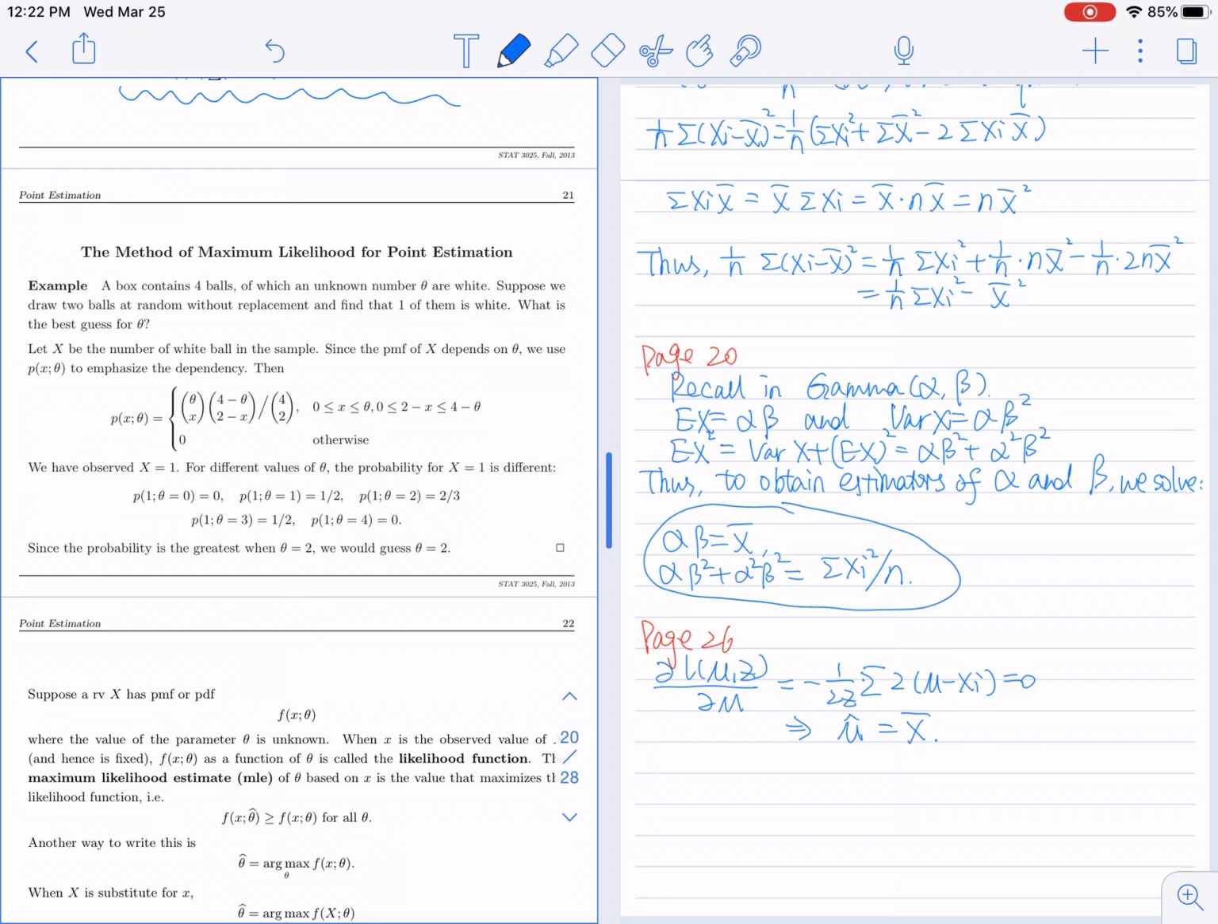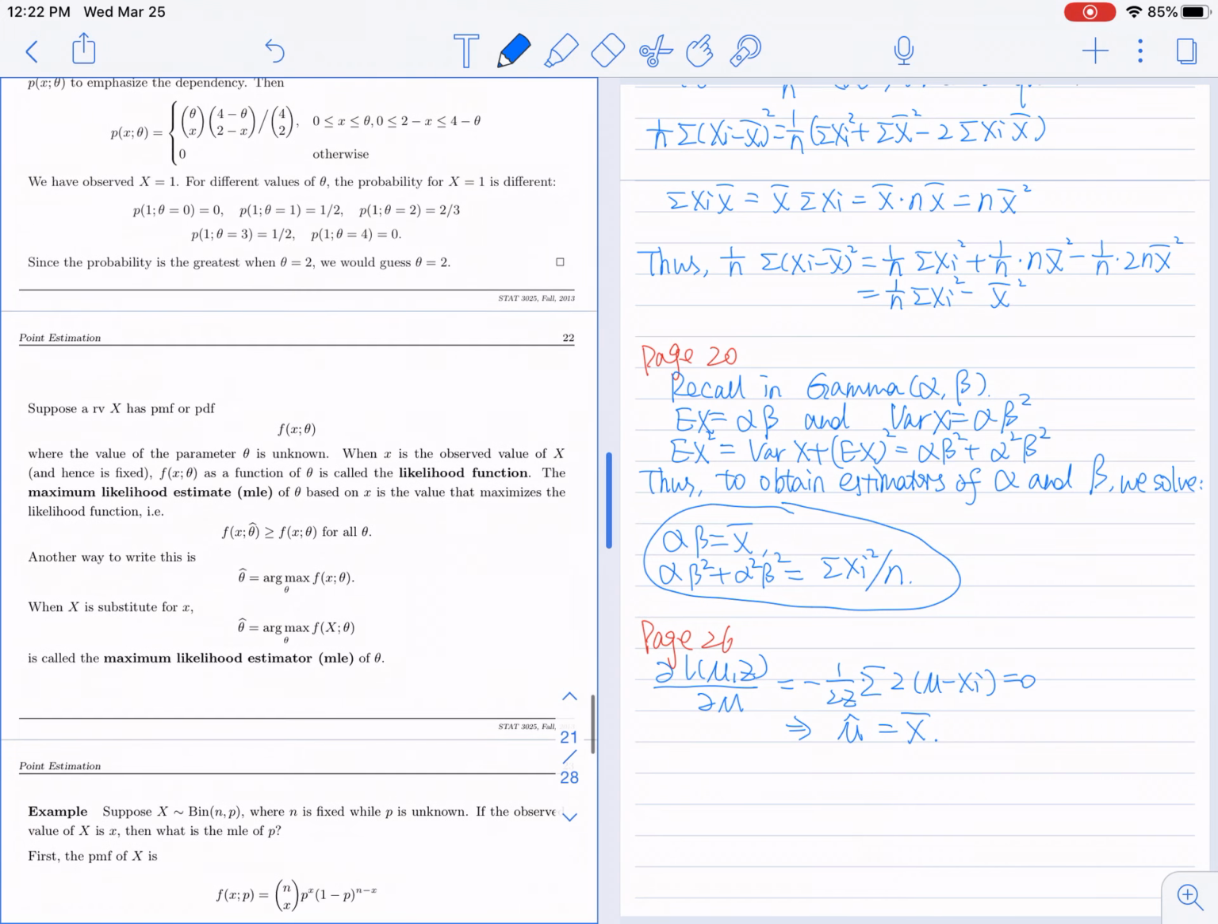Using this criterion, we are able to give an estimator called the maximum likelihood estimator, because this estimator maximizes the likelihood. Page 22 gives the formal definition of the MLE, the maximum likelihood estimate. In a word, it is an estimator that maximizes the likelihood of the data.